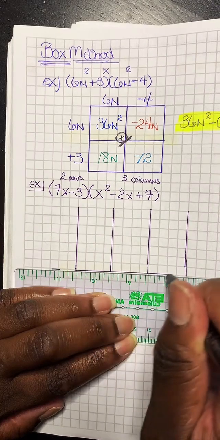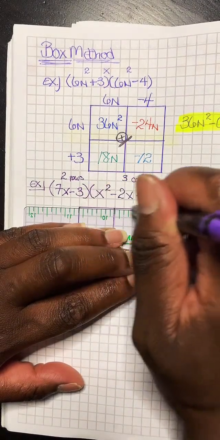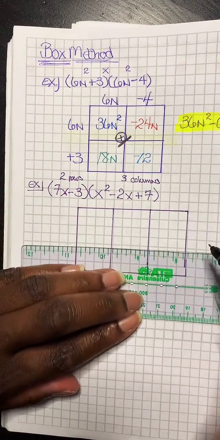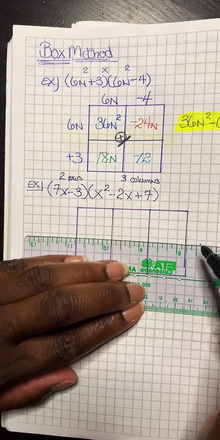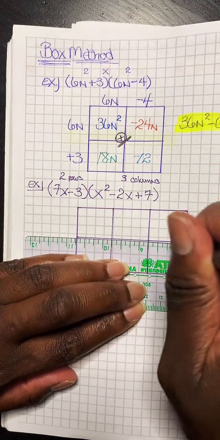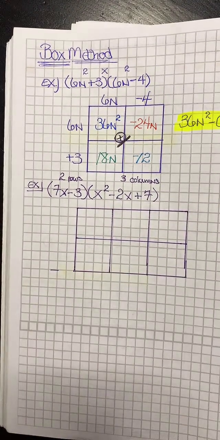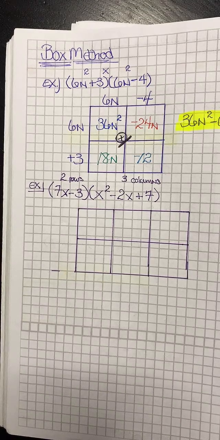So 3 columns. Boom. And boom. Okay, so 2 rows. We can put it right here, right smack in the middle. Okay, so 2 rows, 3 columns.